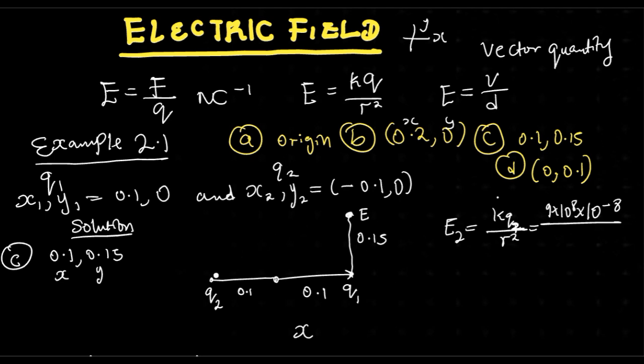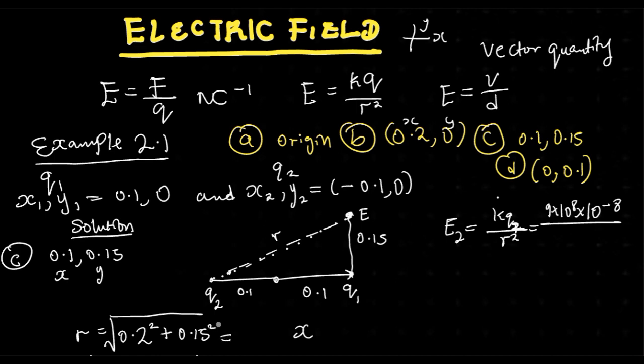Are we there? Yes. Now the distance of E to Q2, we cannot use this distance. No, we are talking about vector. So the shortest distance is from this side to Q2. To get this distance, we use Pythagoras theorem. Pythagoras theorem will be the root of the square sum of this side and this side. Now, the total distance here is 0.2 square plus the total distance here is 0.15 square.